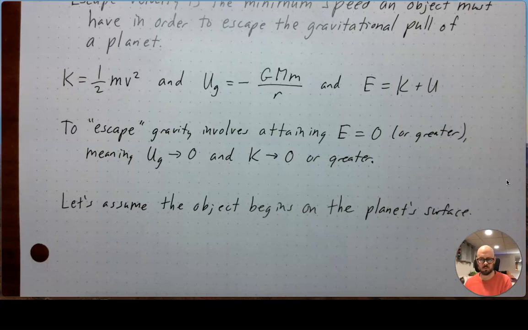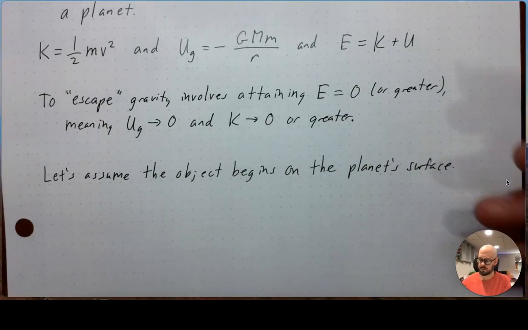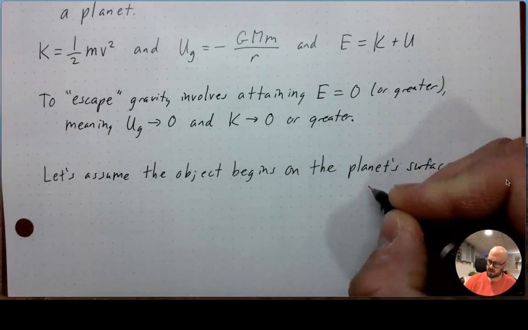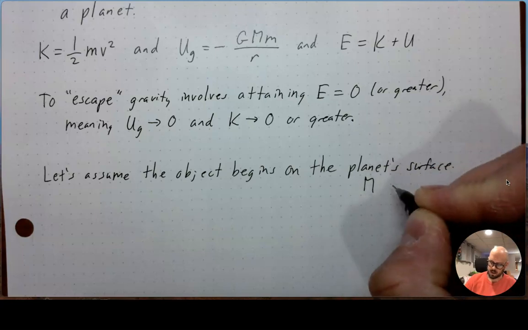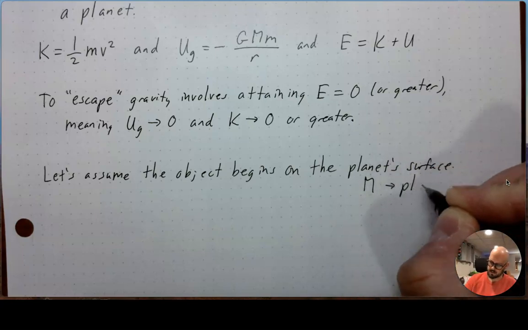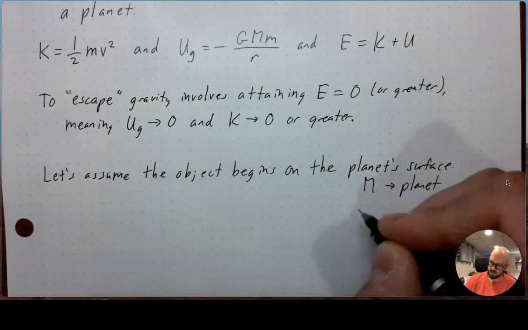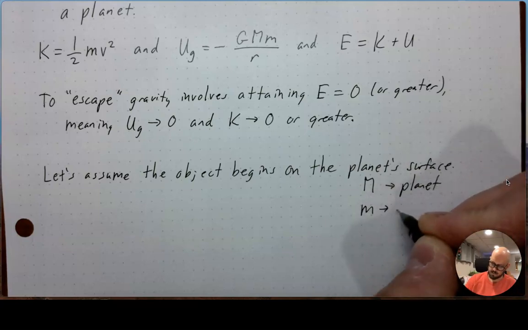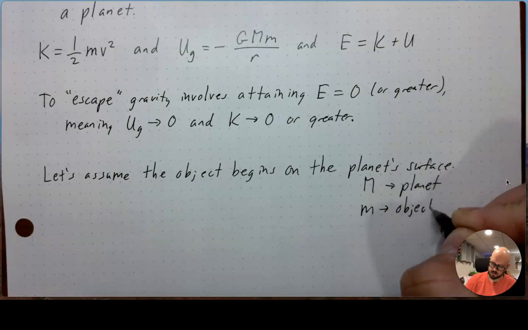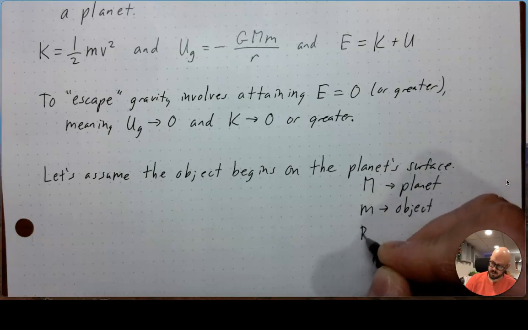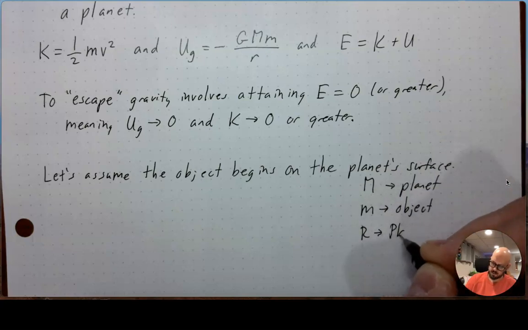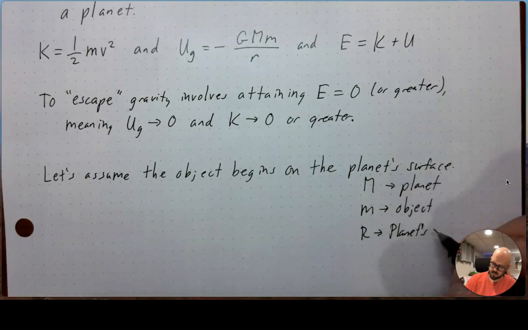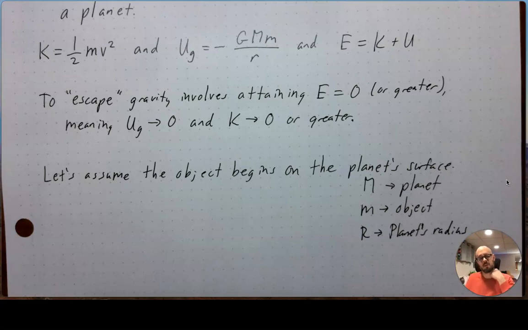So we're going to assume that this object begins on the planet's surface for our derivation, and we're going to use big M for the planet. We will use little m for the object in question, and we're going to use big R for the planet's radius, because that is the starting location of the object, and also it's an important dimension in energy.